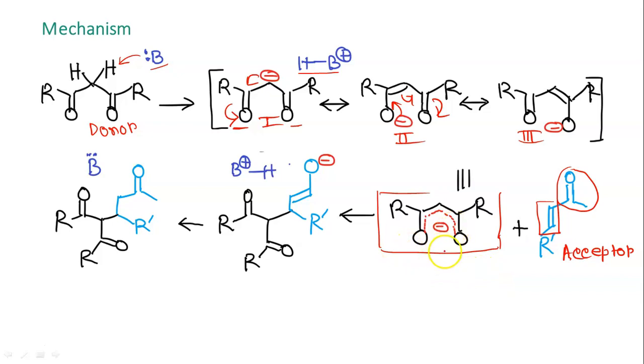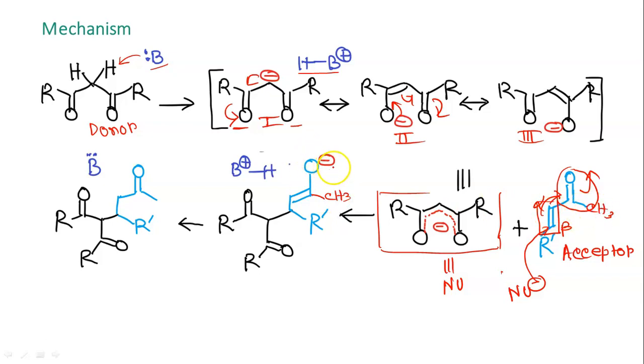The carbanion will now attack. This is the alpha position, this is the beta position. So it will attack at the beta position. Suppose I am writing this as the nucleophile. The nucleophile will attack at the beta carbon, and there will be a negative charge over oxygen. Sorry, here one CH3 is missing. This is CH3. This is also CH3.